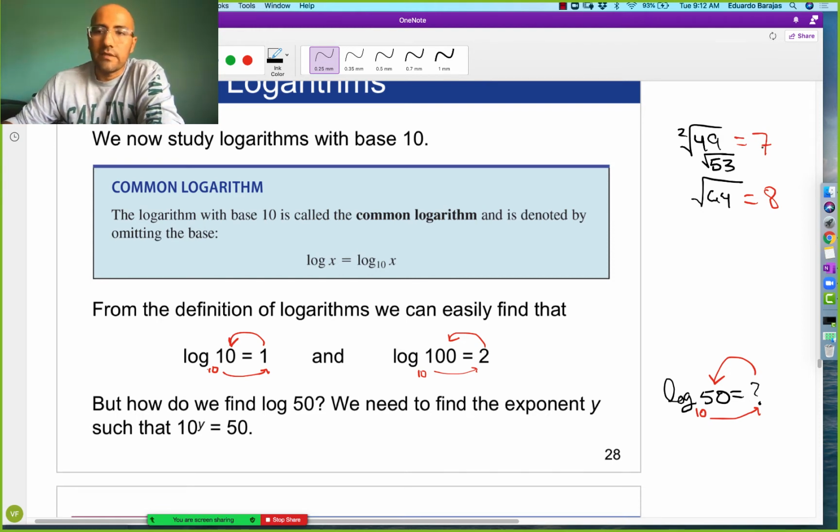Right, I don't know, it's not a whole number value. It's some decimal value somewhere between 7 and 8. All I know is that it's got to be some number so that when I square it, it equals 53. Right, that's what this is saying.